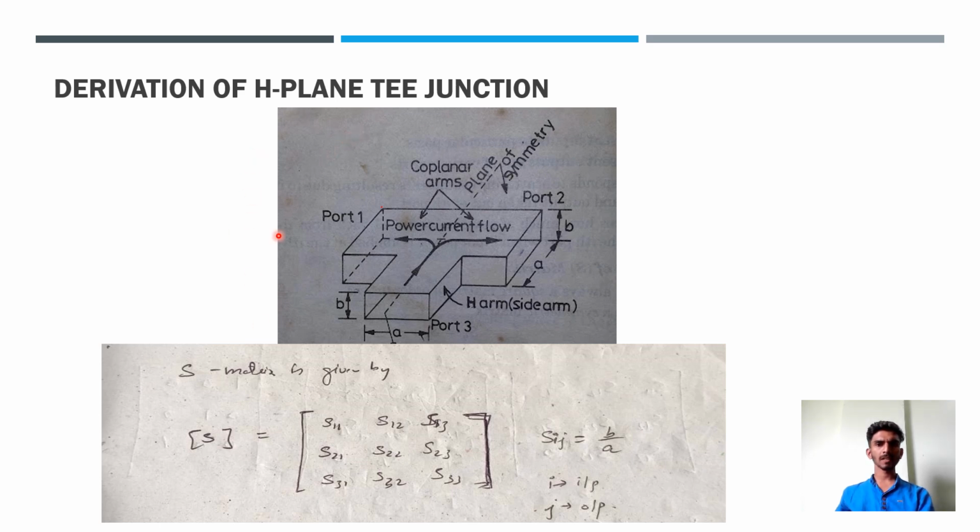Let's derive the H-plane T junction. We consider the H-plane T junction, where port 3 is the H arm, and ports 1 and 2 are collinear, and they have a 90-degree phase shift. We consider an S matrix for a three-port T junction that can be written like this: S11, S12, S13, S21, S22, S23, S31, S32, S33.